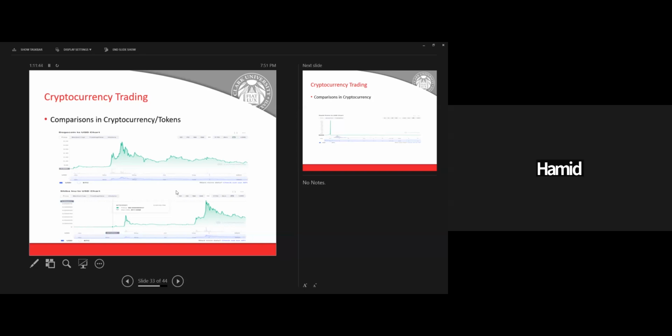So coins are the main incentives of the blockchain. Tokens are created in the blockchain.